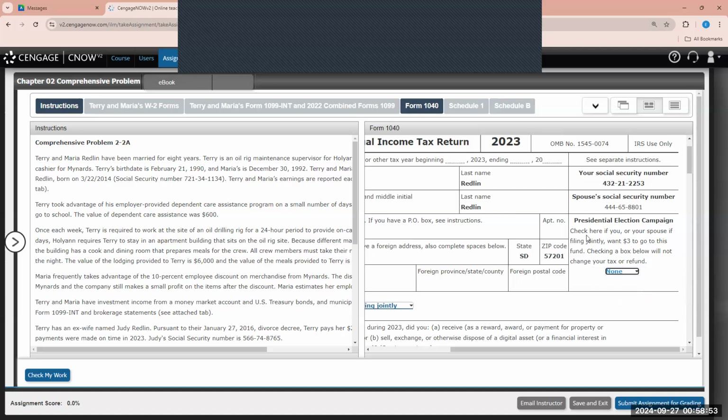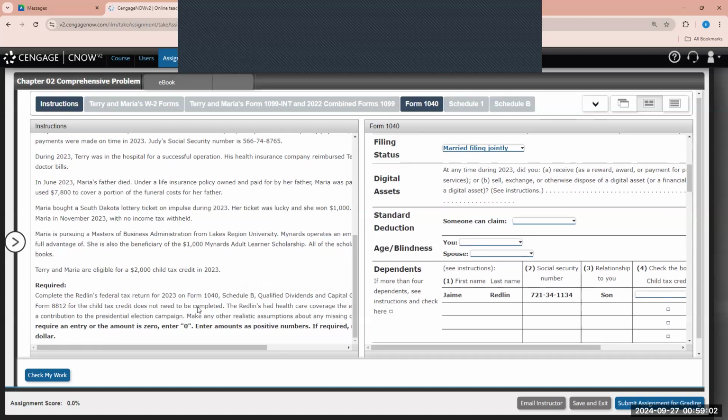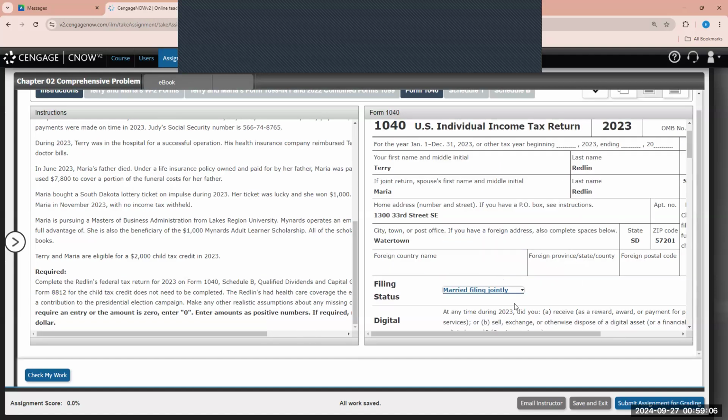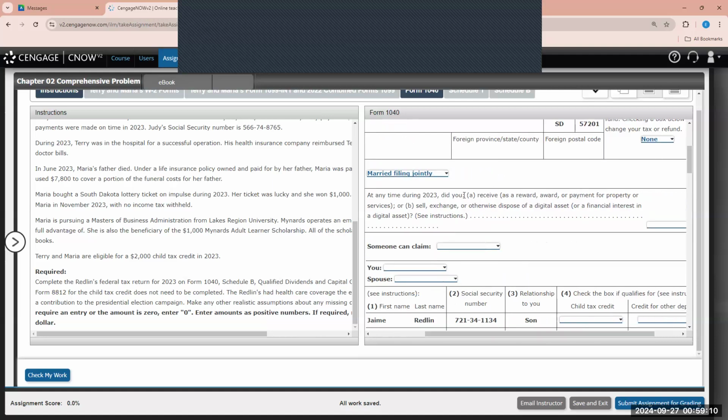Per the instructions, neither of them want to contribute to the presidential election campaign. And as it states here, make any other realistic assumptions about any missing data. So if we look at this line item, it asks, at any time during 2023, did you receive as a reward or payment for property or services, or sell, exchange, or otherwise dispose of a digital asset? So this is basically asking about cryptocurrency.